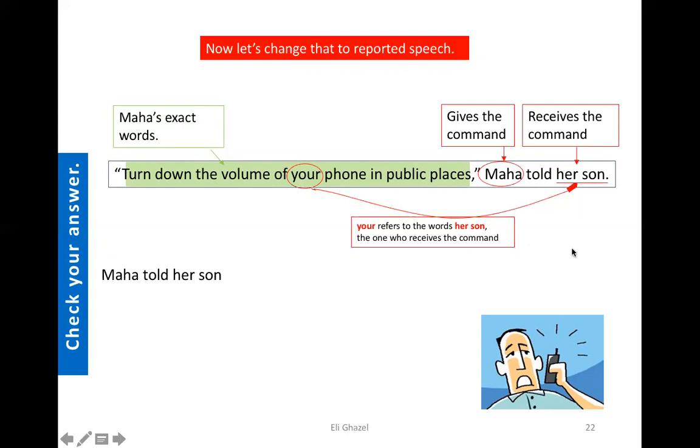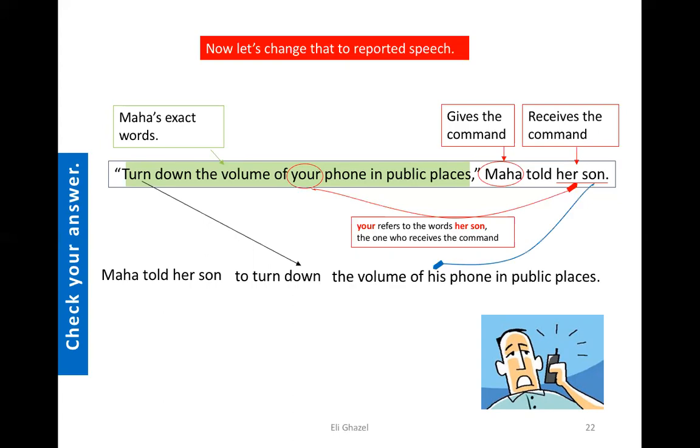Let's try that. Maha told her son, and the verb is turn down, so we need to turn down. And to turn down what? The volume of, we can't say your anymore because we're not talking to the son. We're talking about the son, and the son is a boy, so the volume of his phone in public places. This is what we just did.